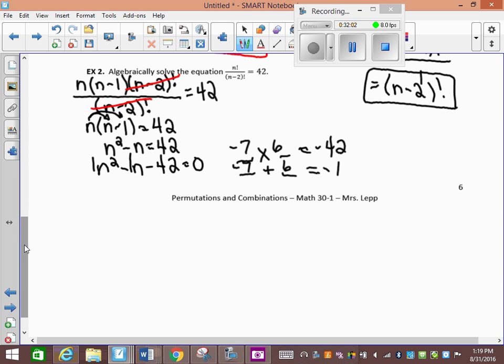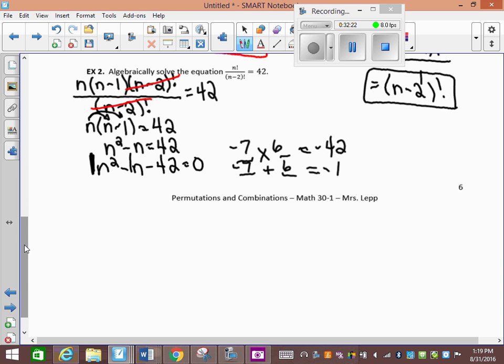Do I have to decomp? Do I have to replace this in middle terms, group them, and do all that work? No. You don't have to do decomp because I have a positive 1 in front. If this is a negative 1 or a number other than 1, you have to do decomp, which means you replace this term with negative 7n plus 6n, group and solve.